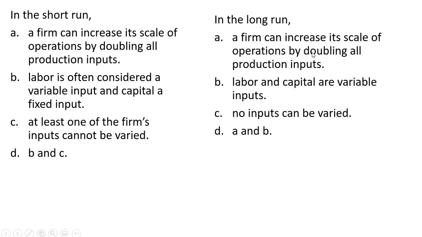In the long run, a firm can increase its scale of operations by doubling all production inputs. That's true. B, labor and capital are variable inputs. That's true in the long run. C, no inputs can be varied. That's false. So the correct answer here is D. Answer A and B are correct.